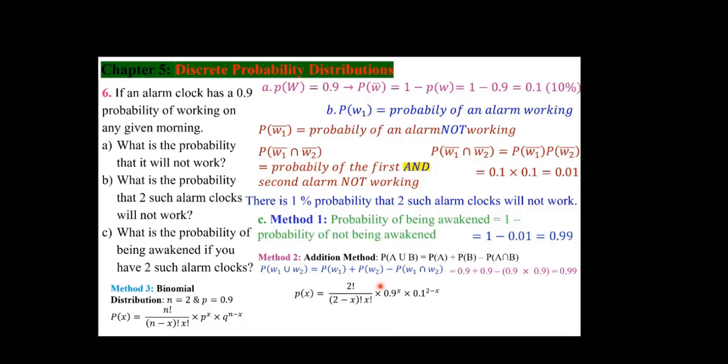As long as one of them works, we wake up. So probability of X larger than or equal to 1. That means probability of X equals 1 plus probability of X equals 2. Instead, 1 minus probability of 0. So replace the X with 0, calculate it, subtract from 1. That would be a tad faster. And when you do that, you get absolutely the same answer. So there are 3 different methods to solve this question.